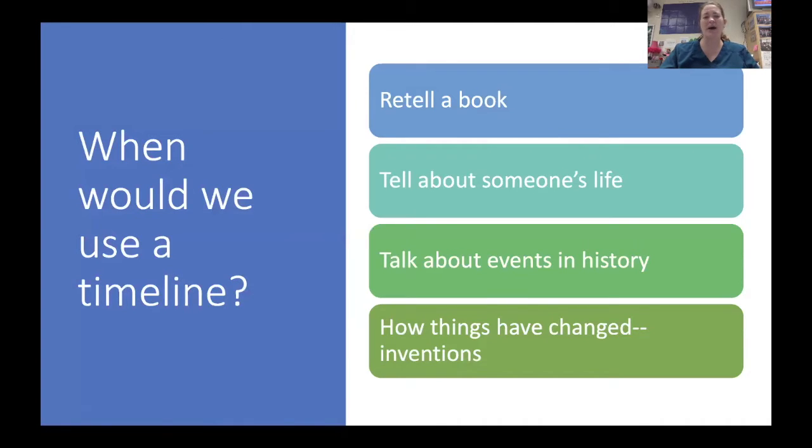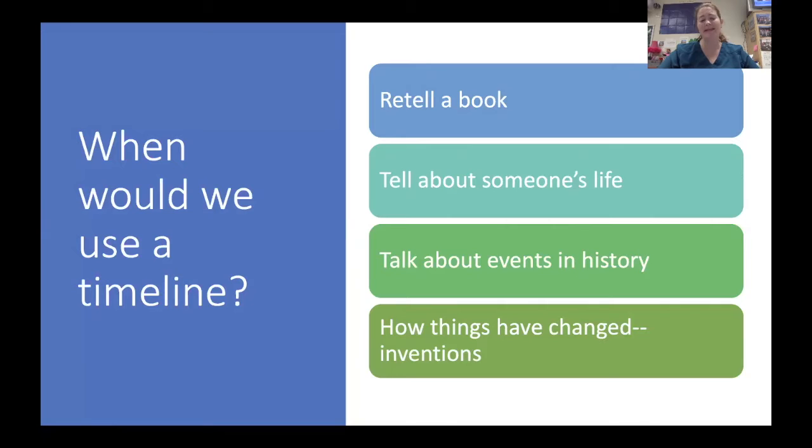Now, I know I can make a timeline about a whole bunch of things. This week, we practiced making a timeline about ourselves. I know in reading this week, you practiced retelling a book. That's kind of like a timeline. You could make a timeline about something that has happened in a book. You practiced making timelines about people's lives. We looked at Harriet Tubman, Rosa Parks, George Washington, Abraham Lincoln, and we took the important events from their life and put it on a timeline.